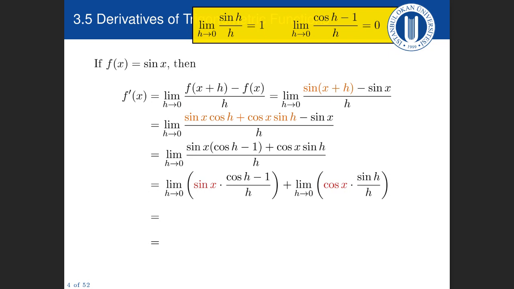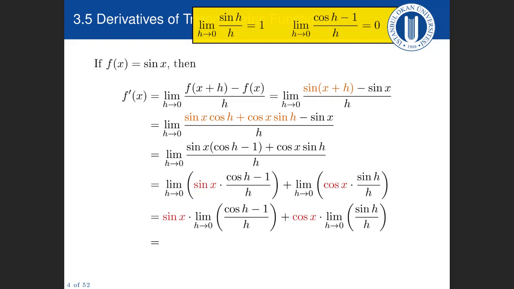The two terms that I've written in red are constants. x is fixed, we're not changing x, so that means sine x is just a number and cos x is a number. Anytime we have a number inside the limit, we can take it outside of the limit. We can write this as sine x multiplied by the limit as h tends to 0 of cos h minus 1 over h, plus cos x, limit as h tends to 0 of sine h over h.